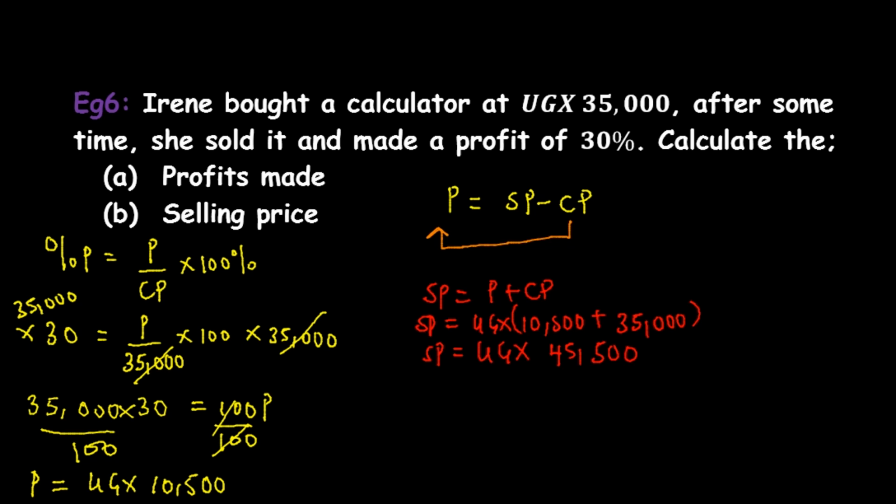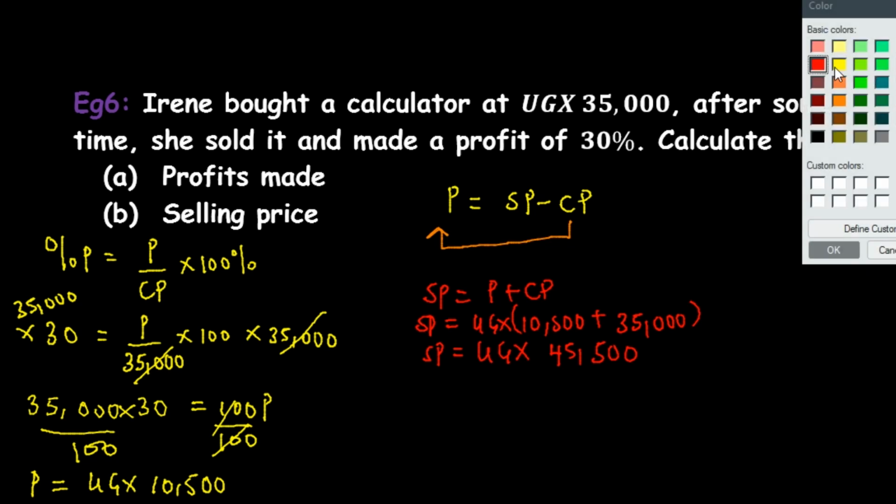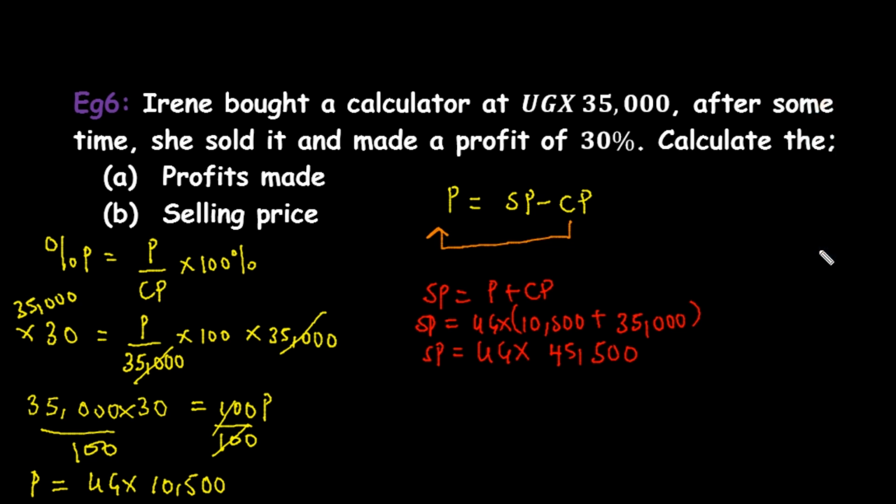Case 2, we can calculate the selling price even without calculating profits. Is that okay? We can first calculate the selling price, afterwards we calculate the profits made. And how is it done?